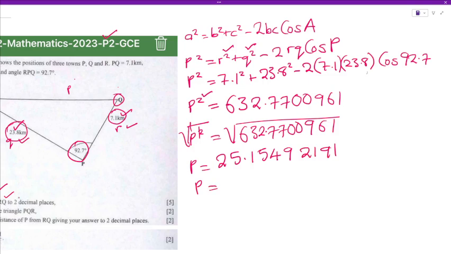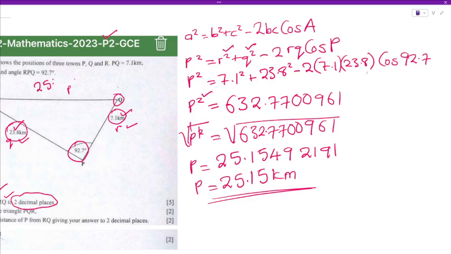Okay, to 2 decimal places. Remember the question says to 2 decimal places, so that's going to be 25.15. What are they using? Kilometers. Okay, that is going to be your distance at P, so that is 25.15 kilometers, and you are done.